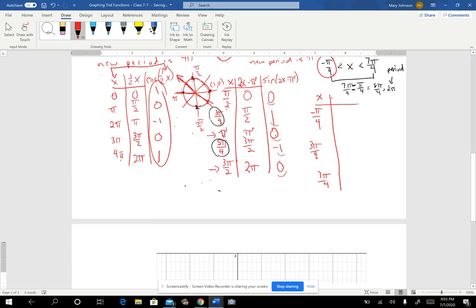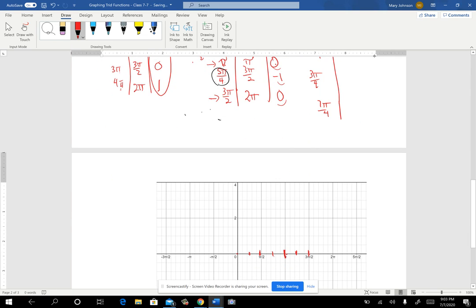Sometimes you can see better by looking at where negative pi over 4 is on this, and then thinking about pi being cut into 4 pieces. So that would be negative pi over 4. This would be 1, 2, 3, 4, 5, 6, 7. 7 pi over 4 would be right here. Okay, this would be negative pi over 4.